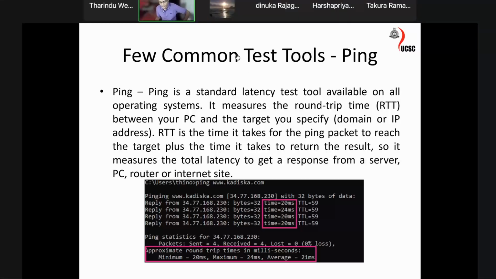And no packet losses as well. If there is a packet loss, it will be shown here. And 4 packets sent and 4 packets received. This is a simple application that all computers support, which is using the protocol named ICMP. It measures the round trip time as the main output.